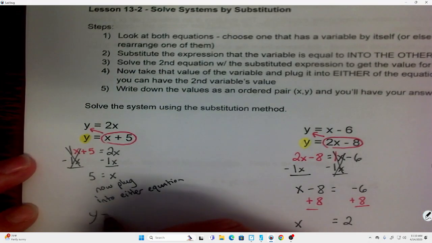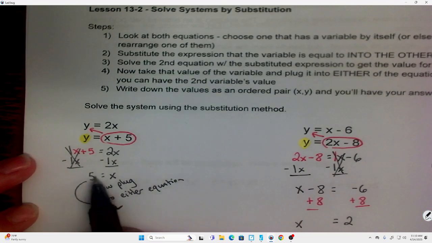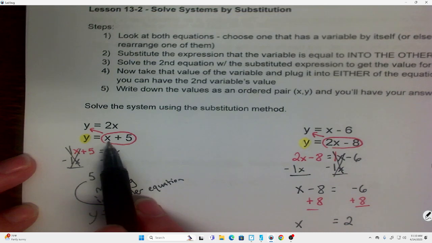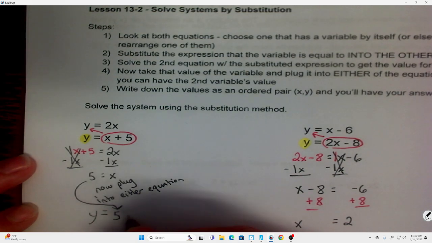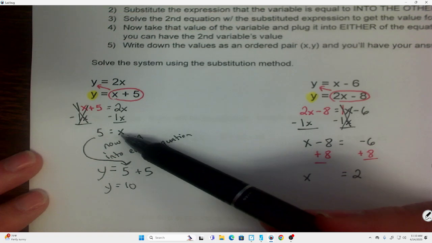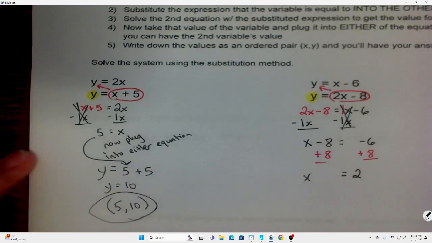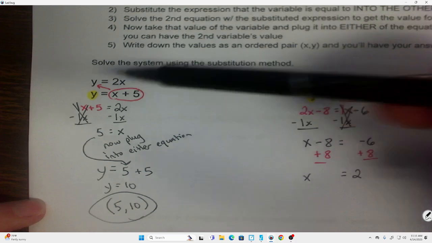So here's y equals, and we're going to take where x equals 5, and plug that 5 right there into that. So it's 5 plus 5. So what does y equal? y equals 10. So we have our first value and we have our second value, and now just write it as an ordered pair. Ta-da, there's the solution to this system of equations.